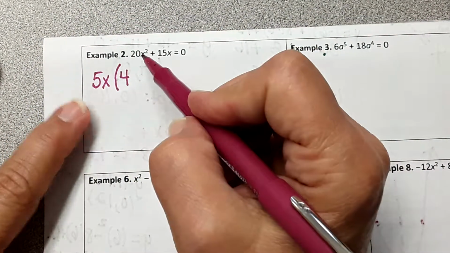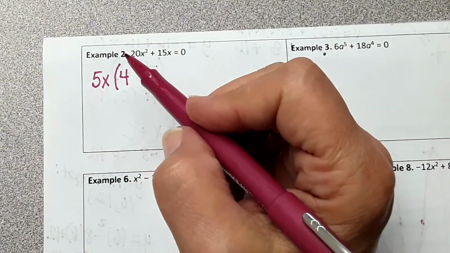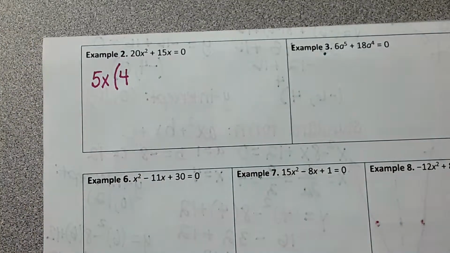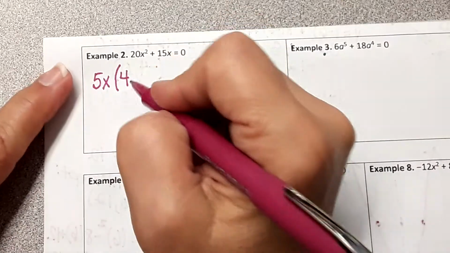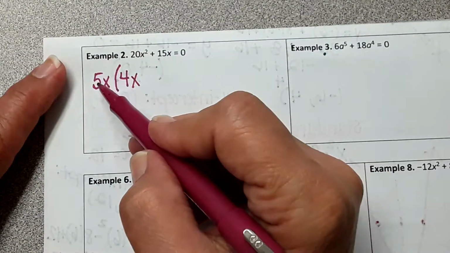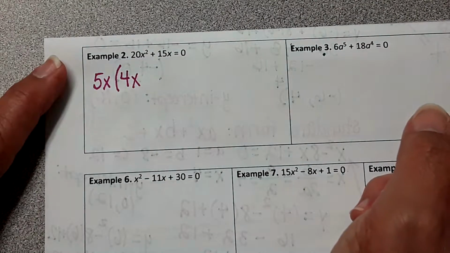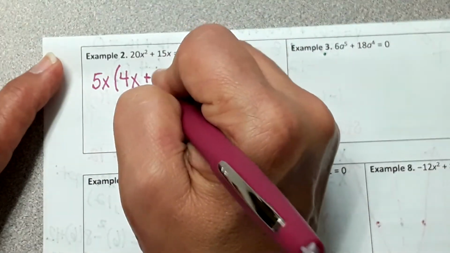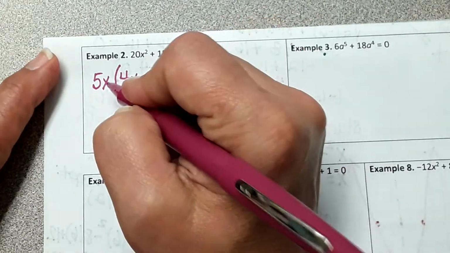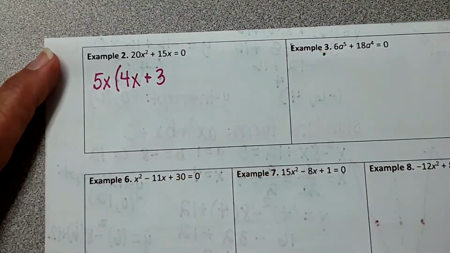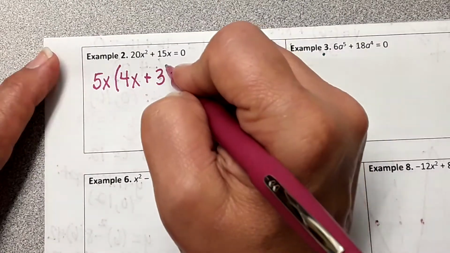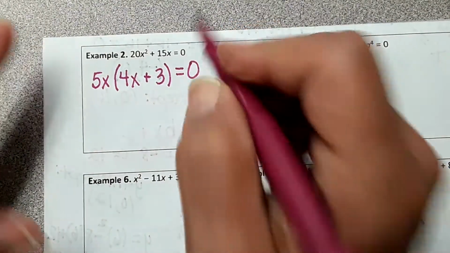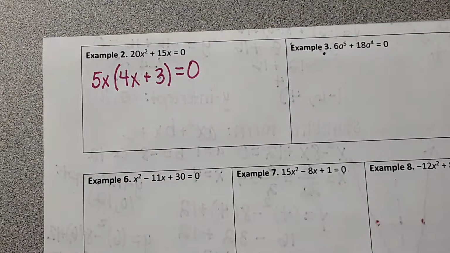Now, the variables you always subtract. So I had 2 x's. That's what x squared means, x times x. And I took 1 x away. So how many x's do I have left? I have 1 x left. Positive 15 divided by positive 5, positive 3. And then I have 1 x. I took 1 x. Do I have any x's left? Okay. So that's what we call factored form.